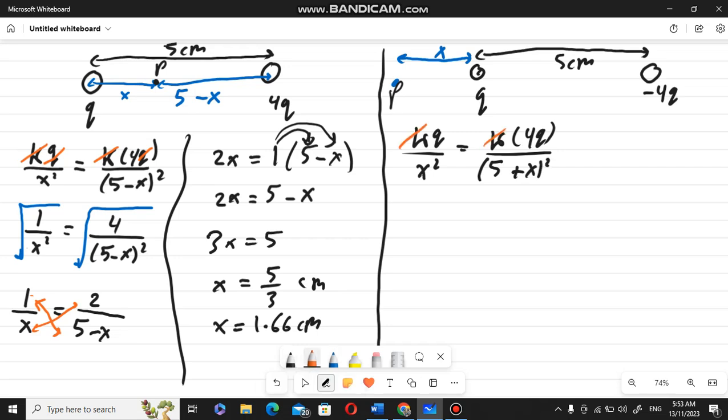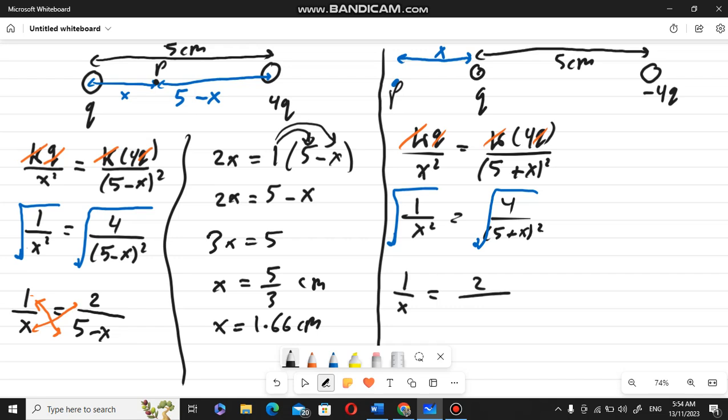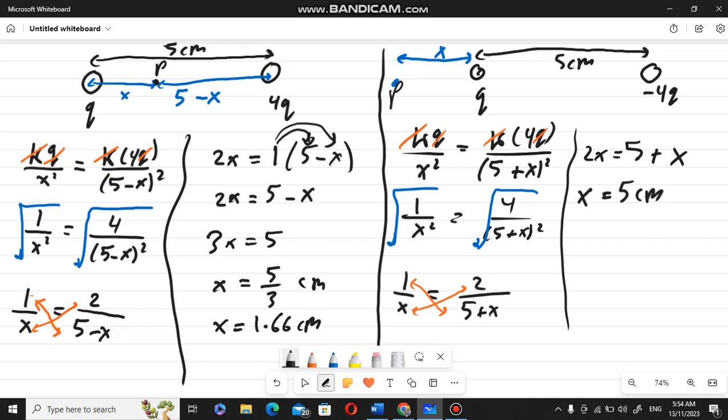Again, we cancel similar terms, k and k cancelled, q and q cancelled. We have 1 over x squared is equal to 4 over (5 plus x), all of it squared. Then we do the same thing, we take radical for both sides. So we have 1 over x is equal to 2 over 5 plus x. Then we do cross multiplication. So 2x is equal to 1 times 5, which is 5, plus 1 times x, which is x. Now we take the x to the other side, so we have 2x minus x, which would be x is equal to 5 centimeters. So it is 5 centimeters to the left of the charge q.